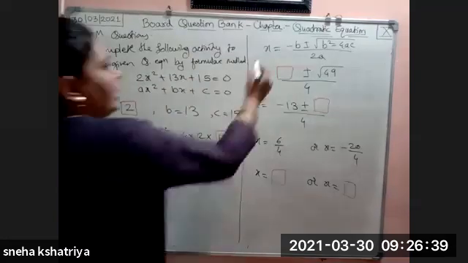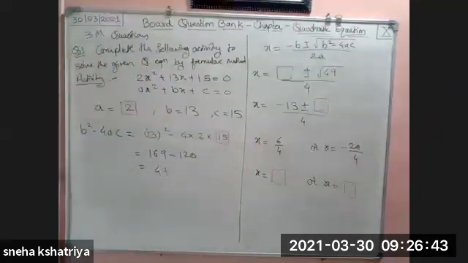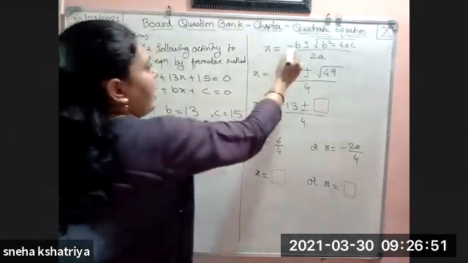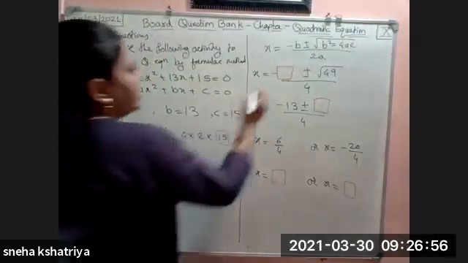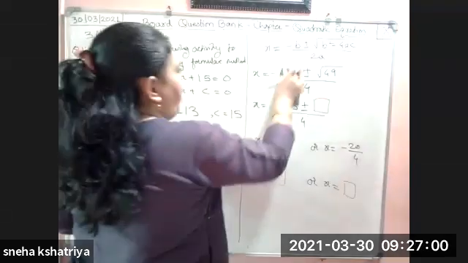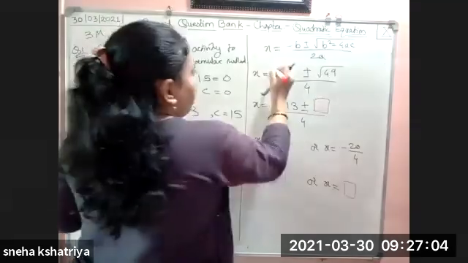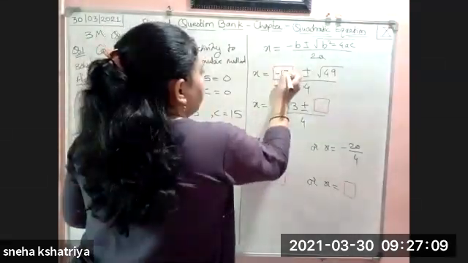Further, it is given x is equal to, what is the root of quadratic equation? Minus b plus or minus under root of b square minus 4ac divided by twice a. Now, the next step, x is equal to, put the values, minus b. Minus sign will come. What is the value of b? It is 13. So put here 13. Either you can put it in box also, doesn't matter, because the whole value we have to write it down.